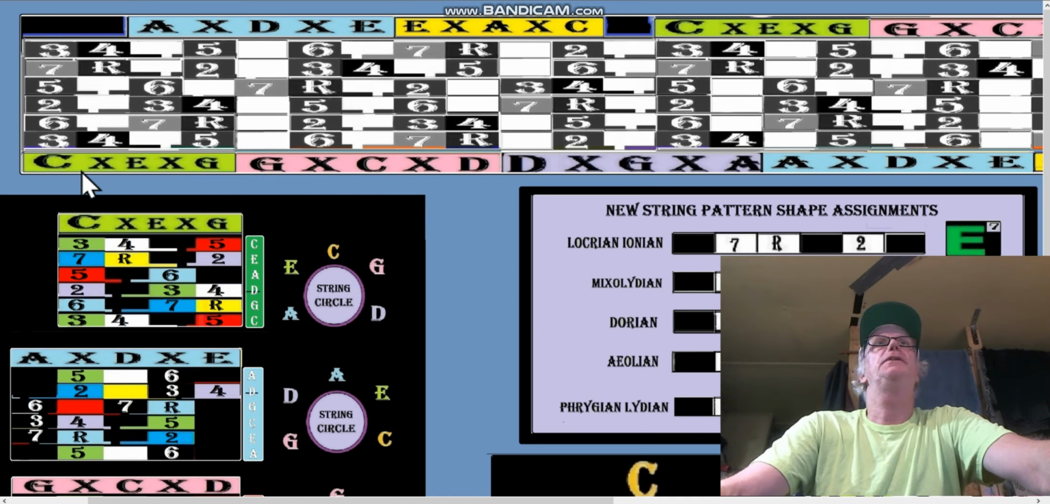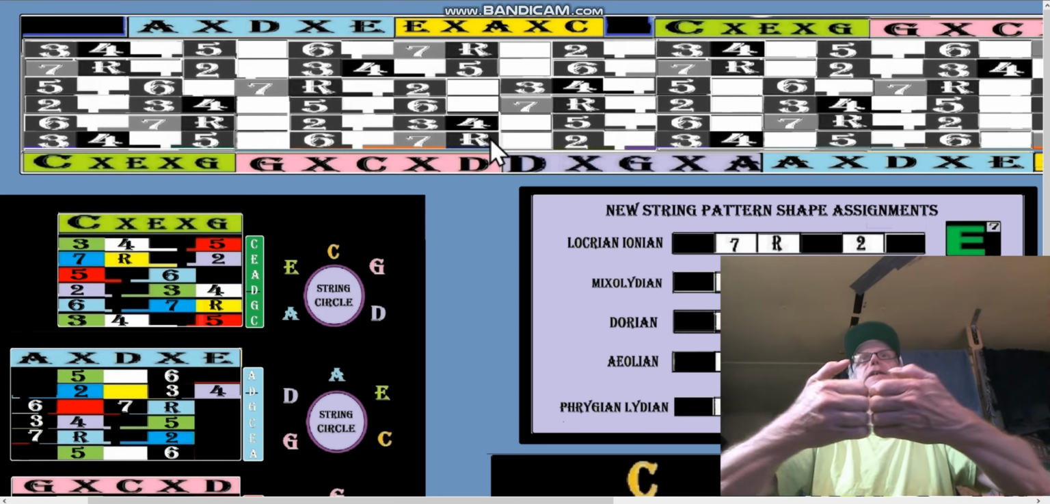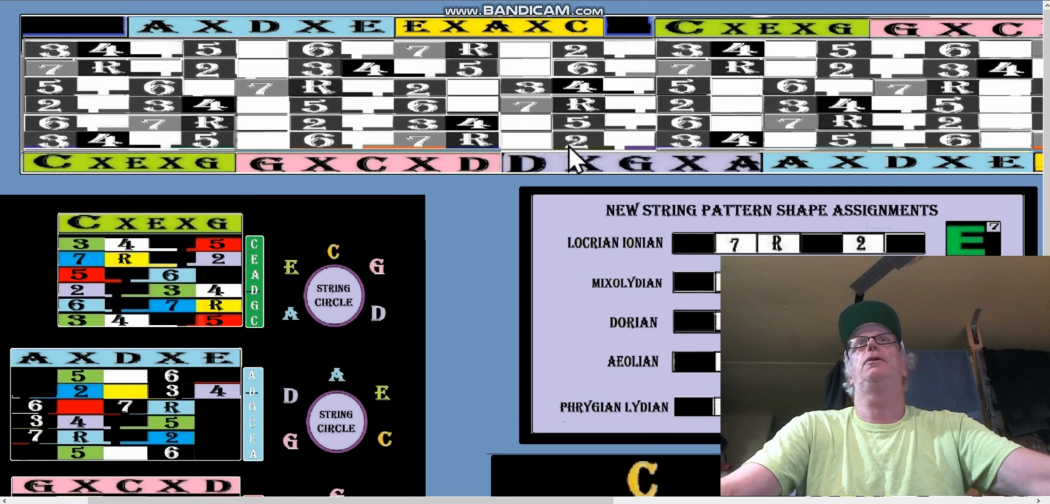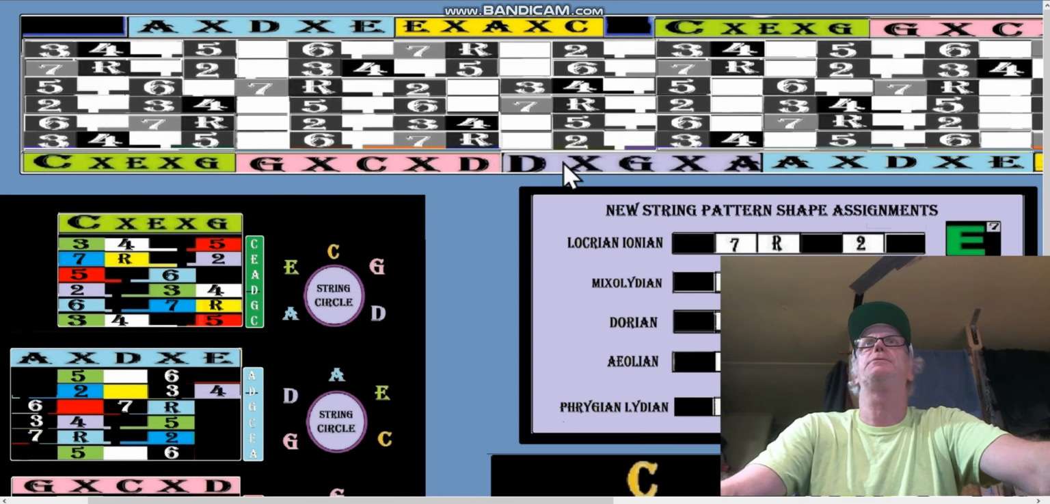So the defining bottom string for C is 3, 4, 5. The bottom string definition for the G shape is 6, 7 root. The bottom string from G to D, a fifth over that in shapes, in letter shapes, is 2, 3, 4. That's where we get the new string definition assignments. For A, it's 5, 6.